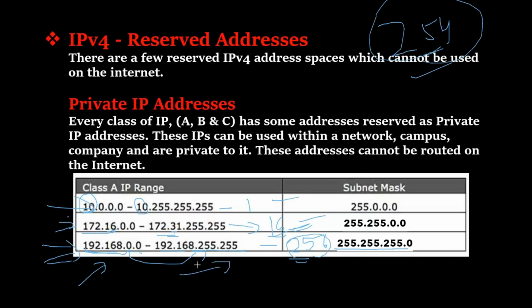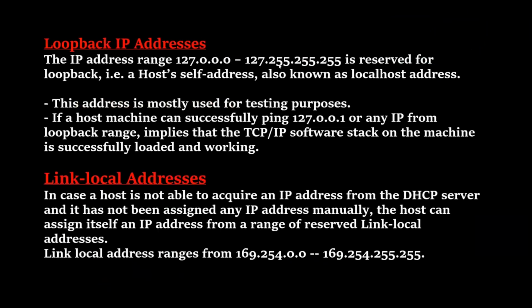Now let me know, is it clear for everyone, or any doubt about this private IP address range? The next range is the loopback address, as we discussed. The IP address range is from 127.0.0.0 to 127.255.255.255. The complete 127 range is reserved for loopback. That is called the host self address, also known as the local host address, and it is mostly used for testing purposes.